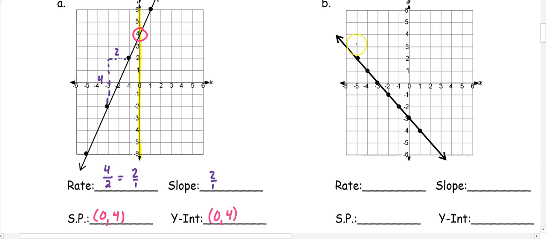In part B, notice our line is going down from left to right. So this time when I go find my rate of change, I should have a negative because I went down 1 over 1. So my rate of change would be negative 1 over 1, which is the same as my slope. My y-intercept and my starting point, again, is where I'm crossing the y-axis. So in this case, the point would be 0, negative 3.